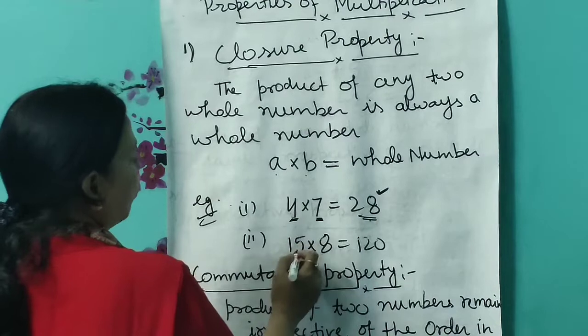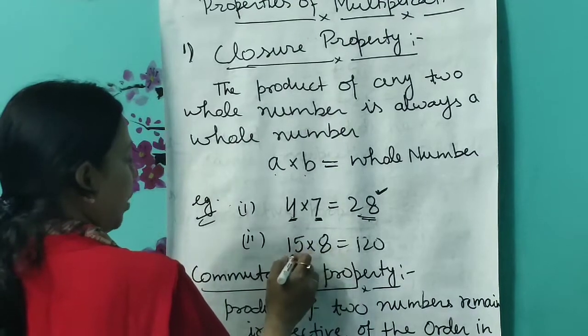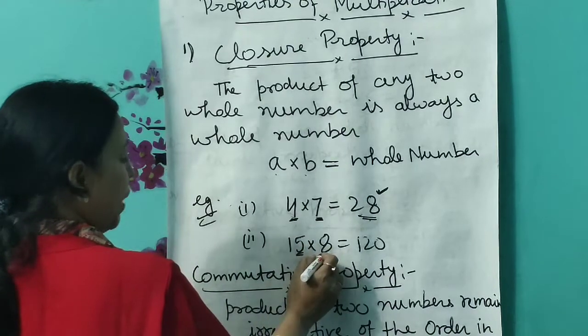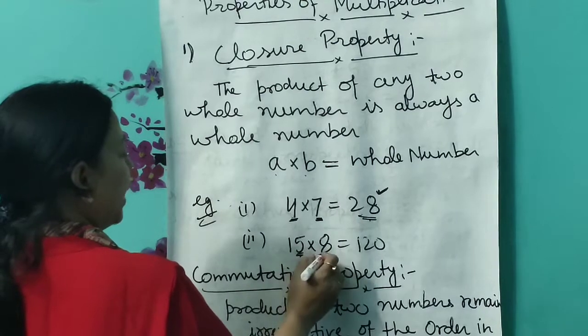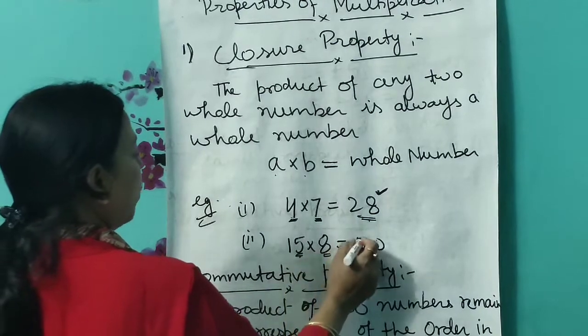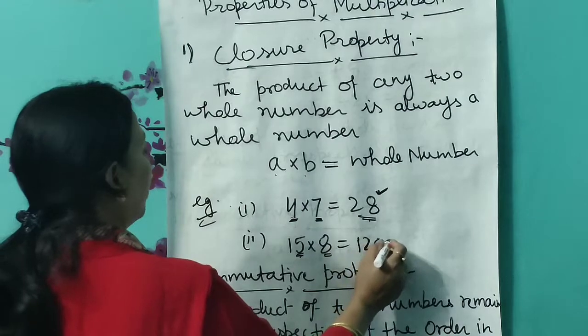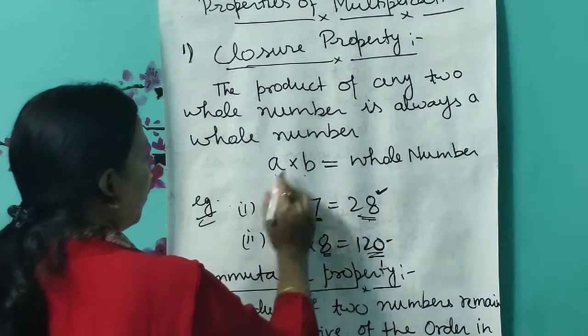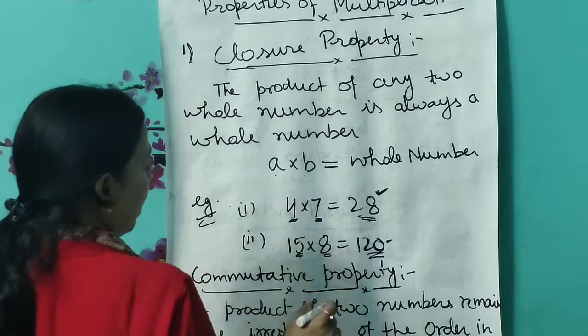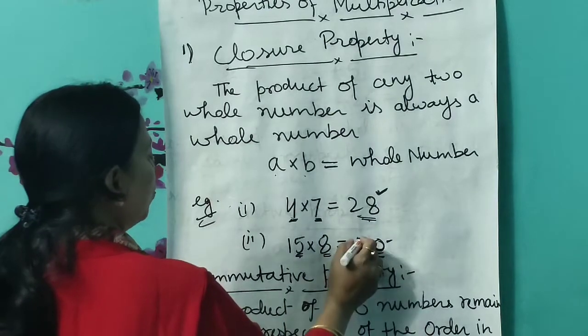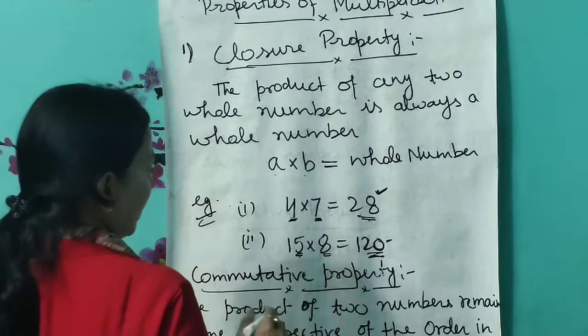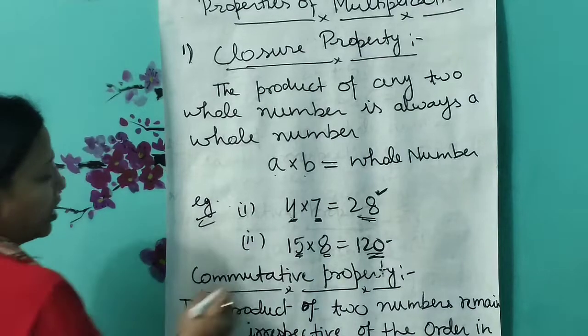Another example, 15 into 8. 15 is a whole number, 8 is also a whole number, and when we multiply 15 and 8, we get 120, and 120 is also a whole number. So the product of two whole numbers is always a whole number. This closure property is true in the case of multiplication.